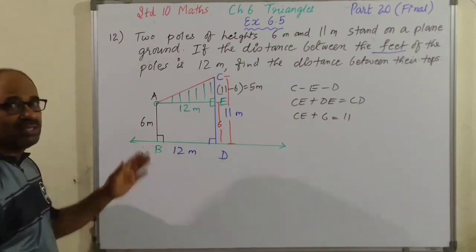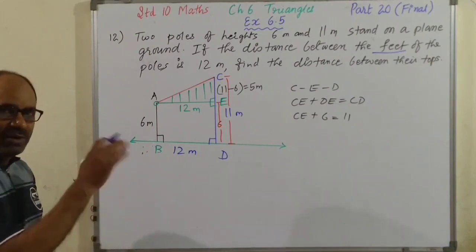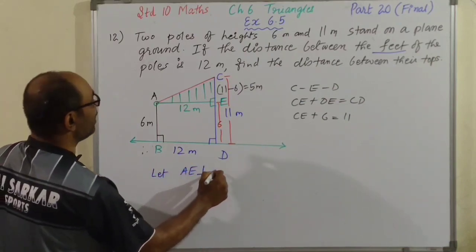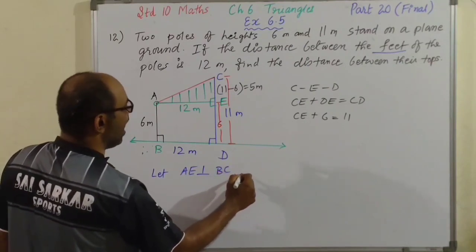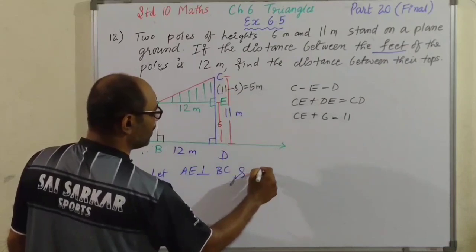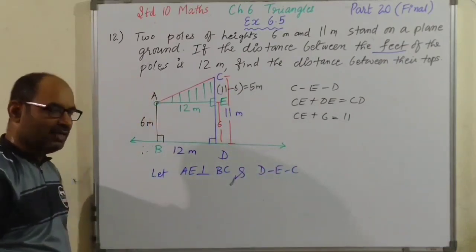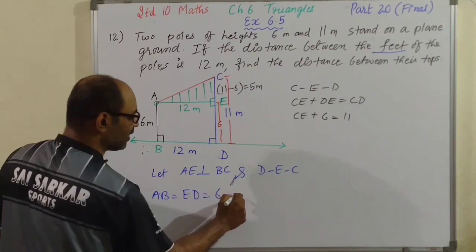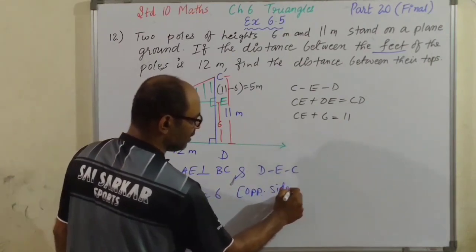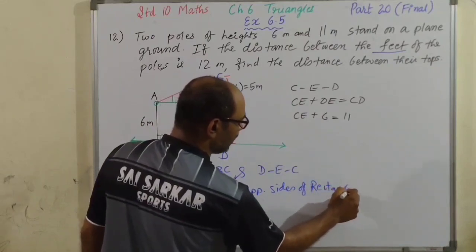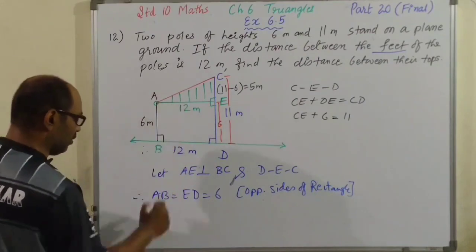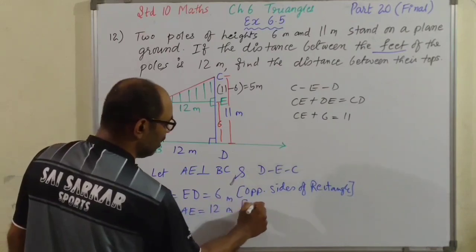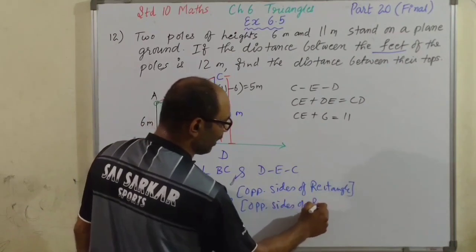Alright, I'll write it down now. This can be a 2 marks question. If it is objective, you can write directly. So let AE be perpendicular to CD at E. Therefore, AB is equal to ED is equal to 6, opposite sides of a rectangle. Same way, BD is equal to AE is equal to 12 meter, again opposite sides of a rectangle.